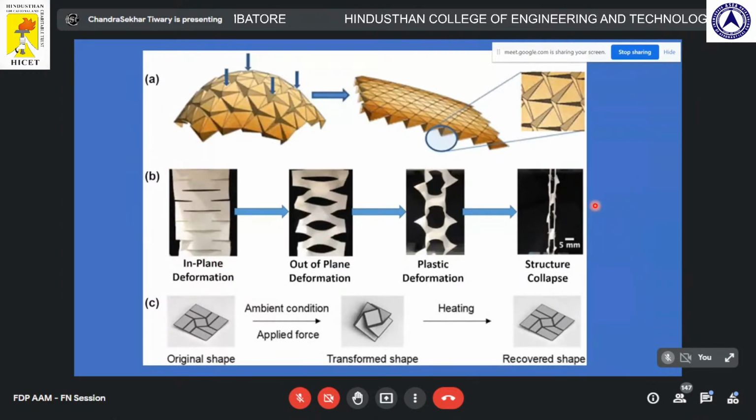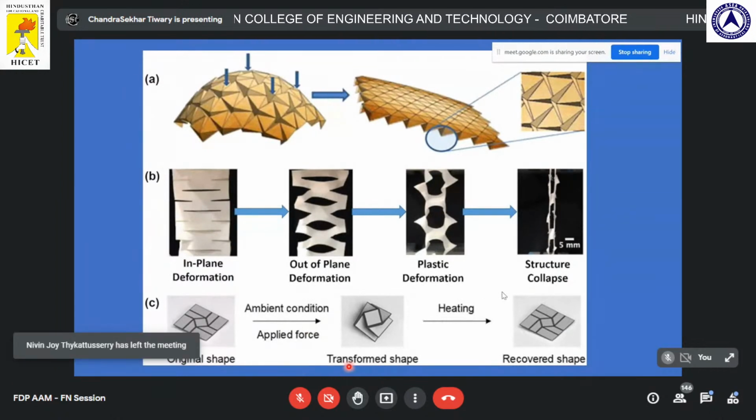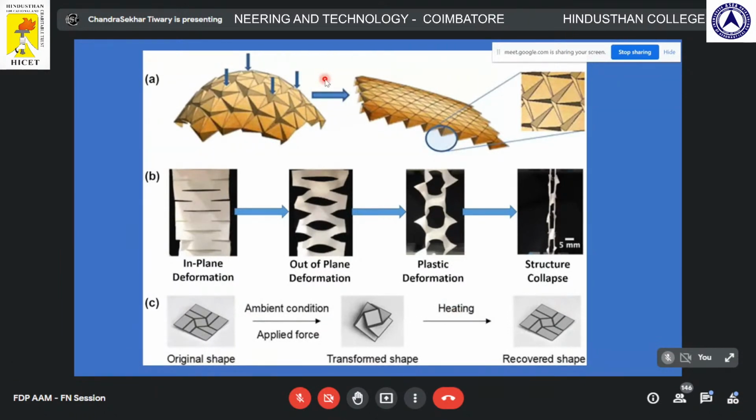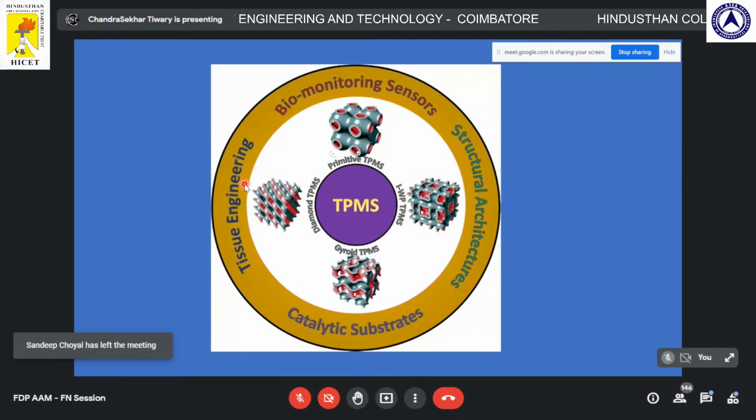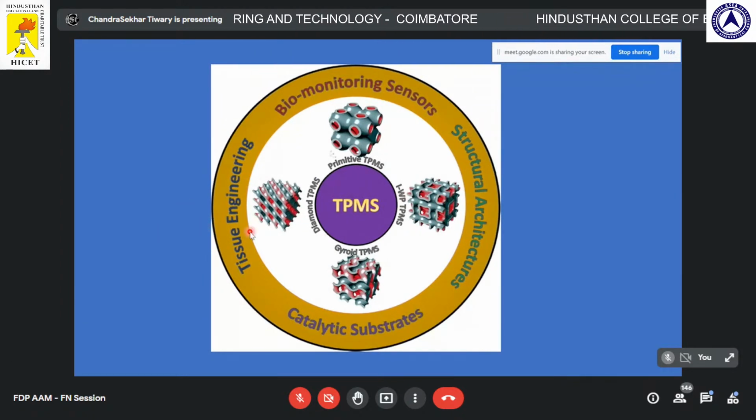Or you can fold these objects and cut them locally, so that a plain-looking paper can change into different shapes. Also in space, when you're putting things into space, you need things to be compacted, but when you are going to use it, it should expand in a controlled way, right? And research goes in that direction. Most of these are not limited to structures; they can be utilized in different areas: architecture, biomonitoring, sensing, tissue engineering, catalysis, and so on.